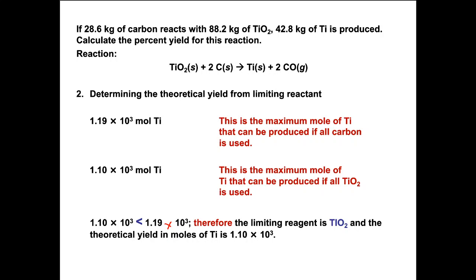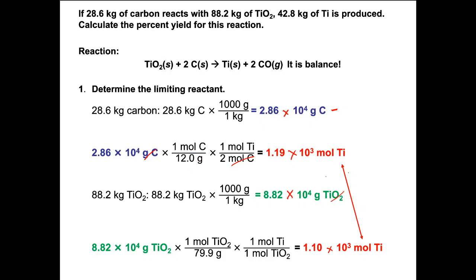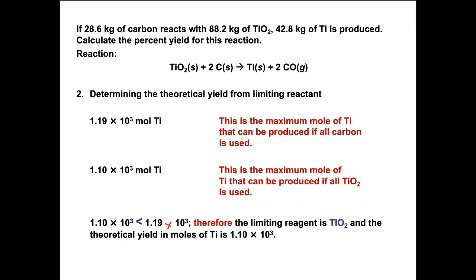So we calculated how many moles of titanium could be produced from each of our reactants, from each amount of reactant. And then we chose the smaller one. That's our limiting reagent, and that becomes our theoretical yield.